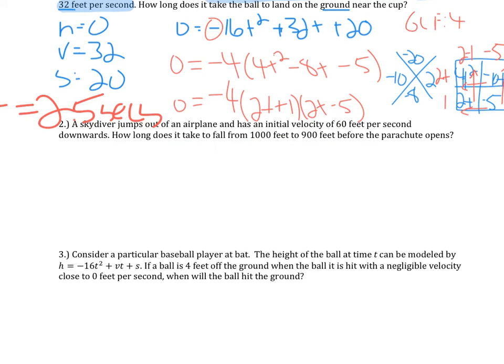Okay, so let's look at number 2 here. It says a skydiver jumps out of a plane with initial velocity of 60 feet per second downwards. How long does it take to fall from 1,000 feet to 900 feet before the parachute opens? So let's look at our values here. So we have h, which is going to equal our final height we want, 900. Our velocity is going to be a -60 because we're going down. And then our starting height is 1,000.